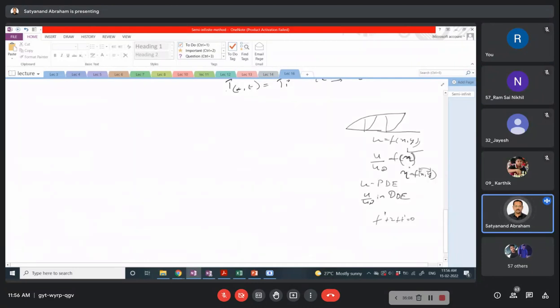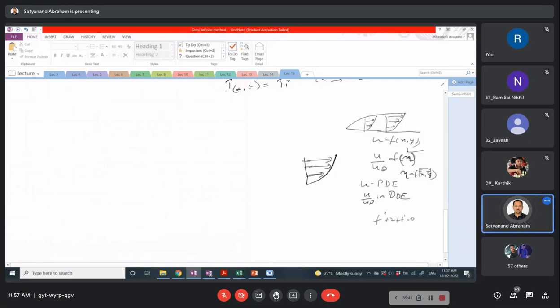That eta is called the similarity variable. What that means is, if you are writing u as a function of x and y, you saw that the velocity profile varies over time. If you write the velocity profile at different x's, you can see that the velocity profiles are different. But if you write u by u infinity as a function of eta, it is constant everywhere.